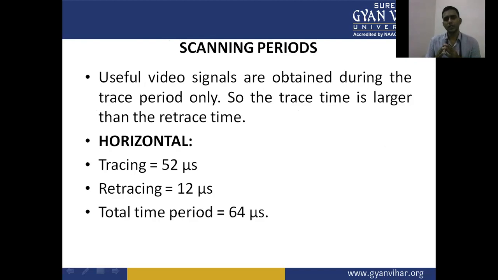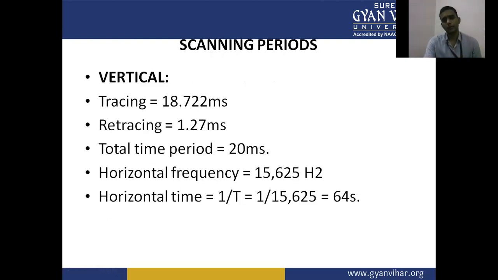Useful video signals are obtained during the trace period only. So the trace time is larger than the retrace time, and our information is carried in the trace period. So its time is large as compared to the retrace time. Horizontal scanning has a tracing period of 52 microseconds and a retracing period of 12 microseconds. So the total time period for scanning one line is 64 microseconds.